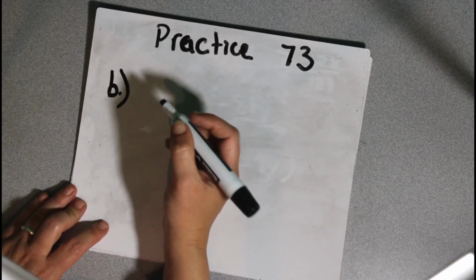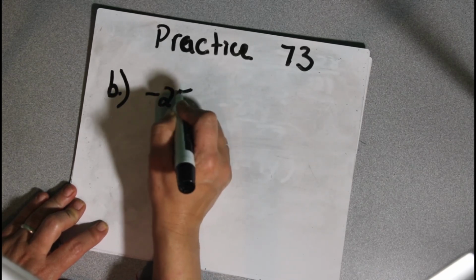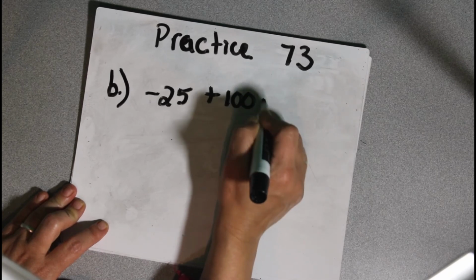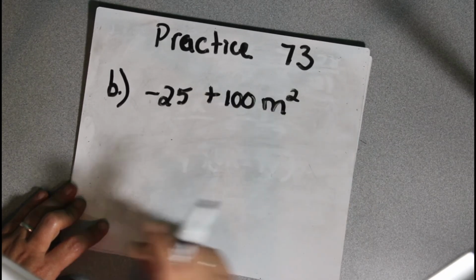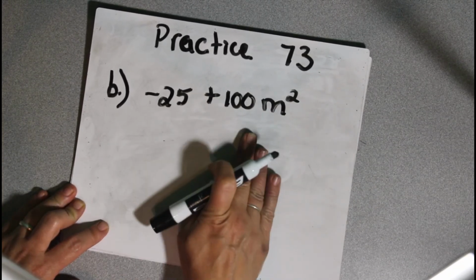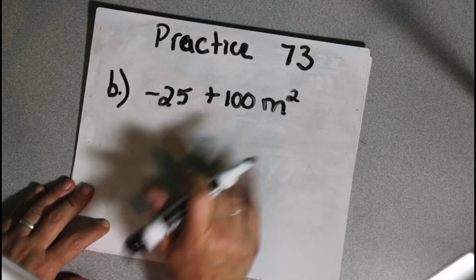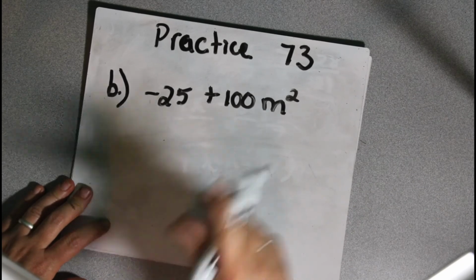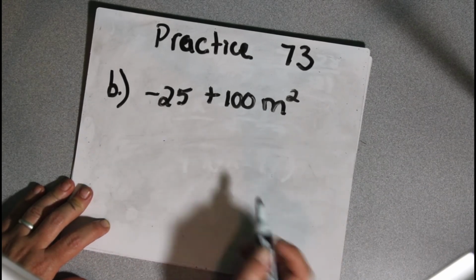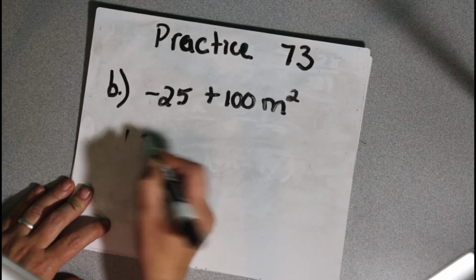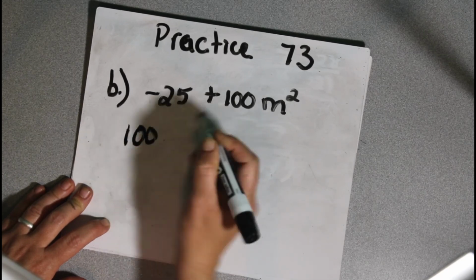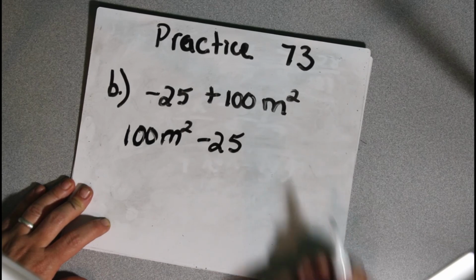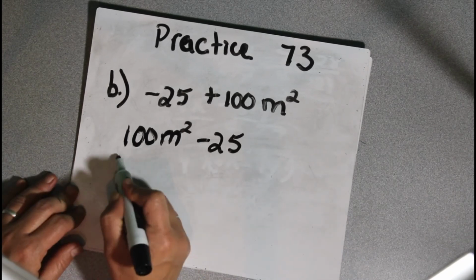Alright, B is negative 25 plus 100 m squared. This one is organized in the wrong way. They're trying to trick us. So we want our negative sign to be our second term there, so we're going to swap those around. 100 m squared minus 25. Alright, now we can factor.